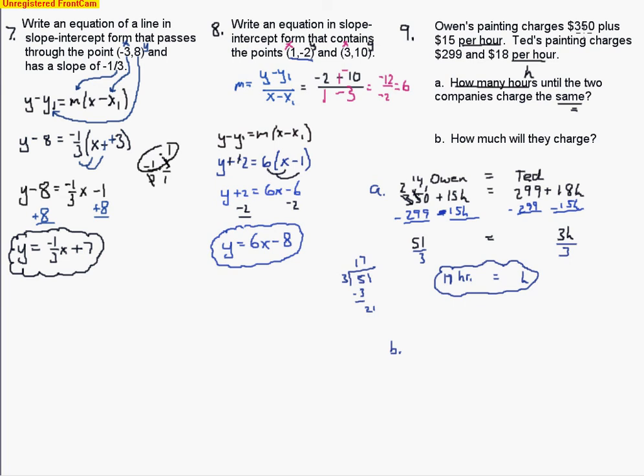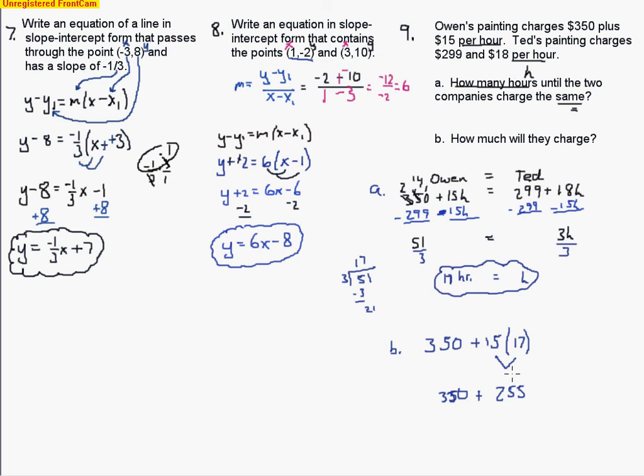Part B asks, how much will they charge? Well, we just go back to either Ted's charge or Owen's charge. Either one, because they're both going to be the same. So I'll go ahead and use Owen's charge. His charge is $350 plus 15 multiplied by, and then we're going to put in 17 because that's when they'll charge the same. So when we go ahead and do the multiplication of 15 times 17, we end up with 255. And then we'll add 350 to that 255 eventually.